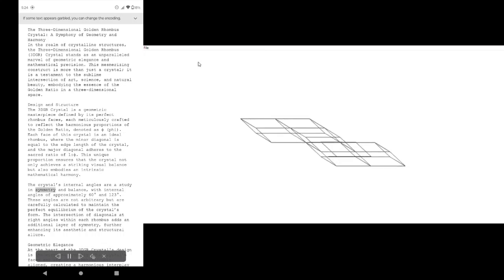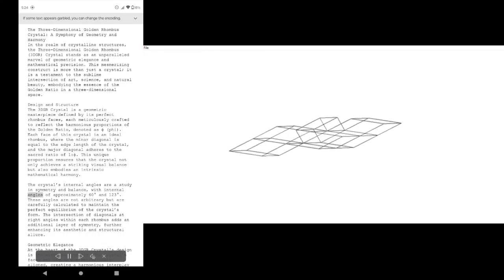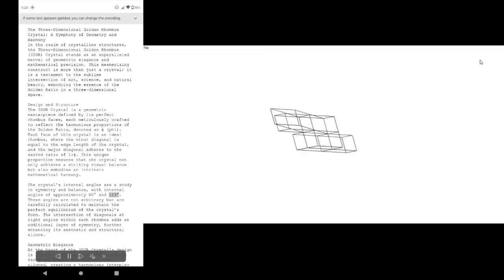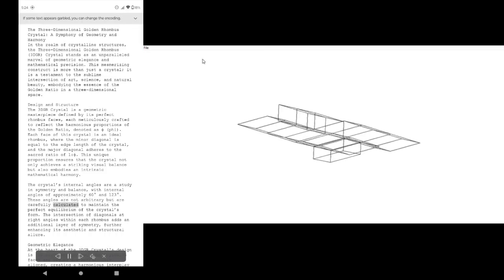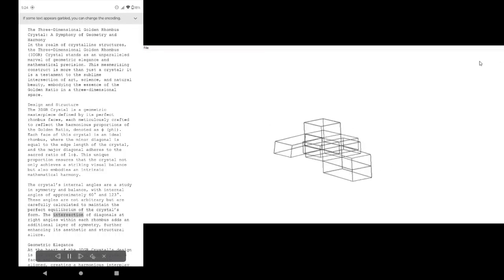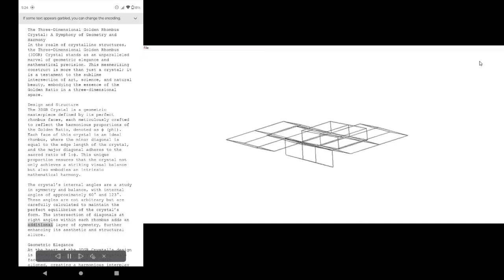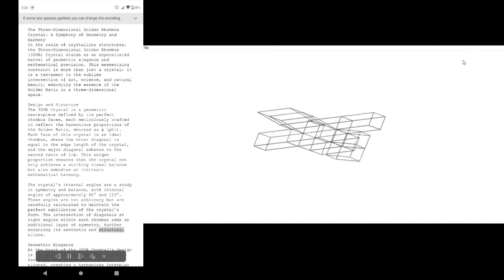The crystal's internal angles are a study in symmetry and balance, with internal angles of approximately 60 degrees and 123 degrees. These angles are not arbitrary, but are carefully calculated to maintain the perfect equilibrium of the crystal's form. The intersection of diagonals at right angles within each rhombus adds an additional layer of symmetry, further enhancing its aesthetic and structural allure.